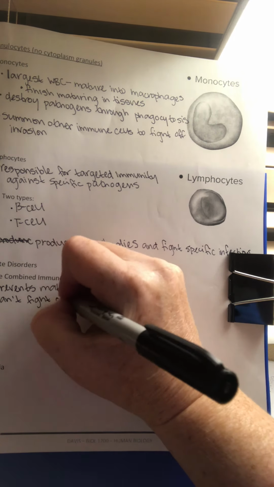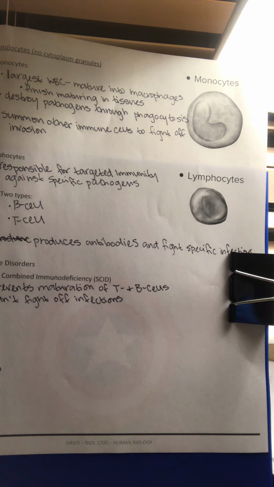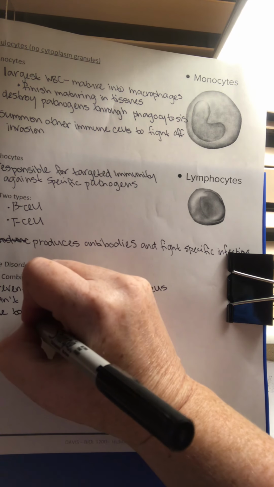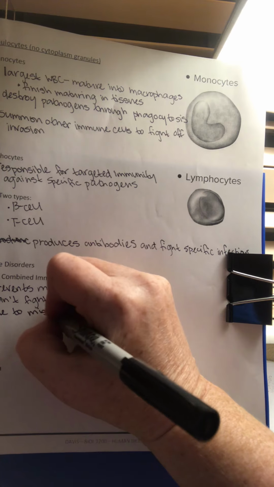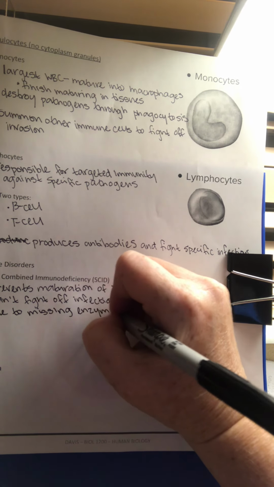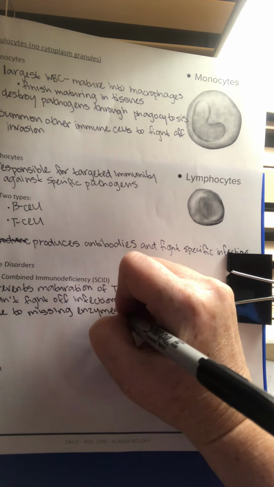Okay, so what happens is there's an enzyme missing, and the enzyme that is not present is the one that's required for the T and B cells to mature. Those enzymes. So important to get those chemical reactions going. In this case, it's a chemical reaction that will produce the finished T and B cell.